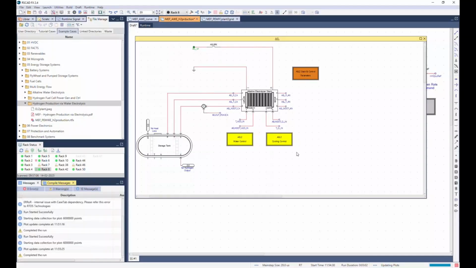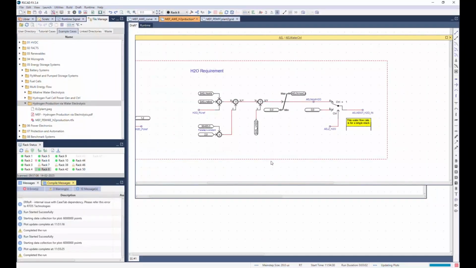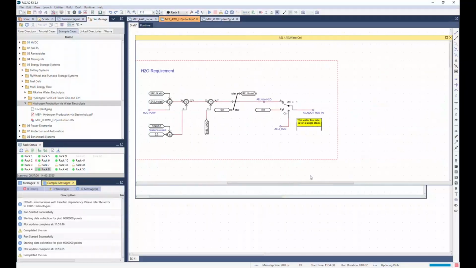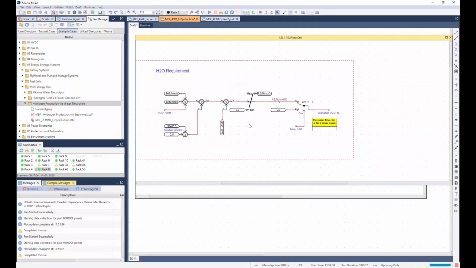Electrolyzer system also consists of a water controller and a temperature controller, as you can see here. The water controller's task is to ensure a continuous water supply to meet the hydrogen demand of the electrolyzer. In this controller, the water requirement is computed based on the current reference from the converter and a utilization factor, which is given here. The utilization factor is the ratio between the water utilization and the water supply.